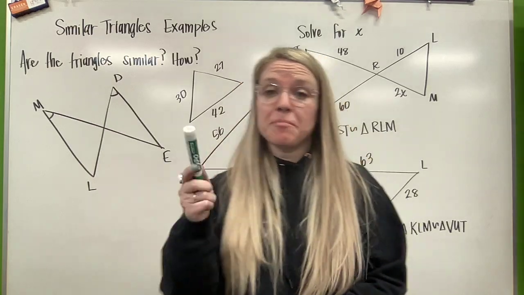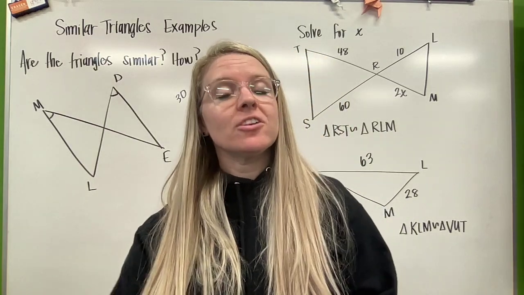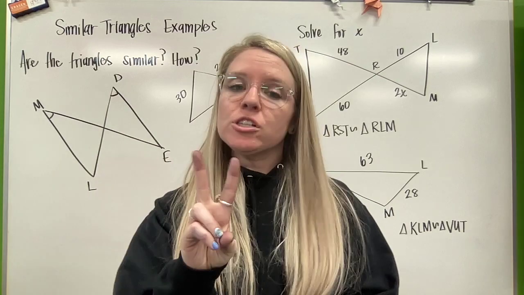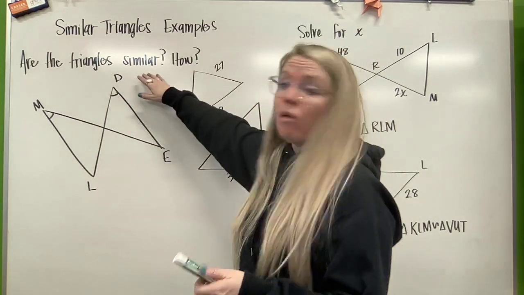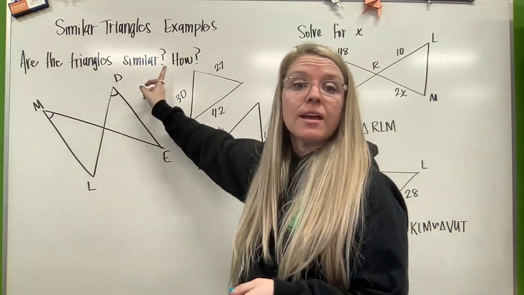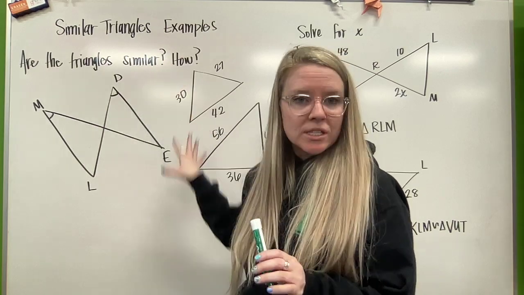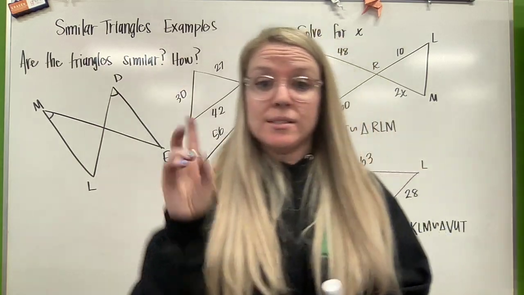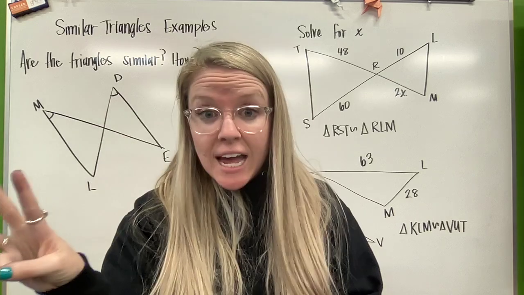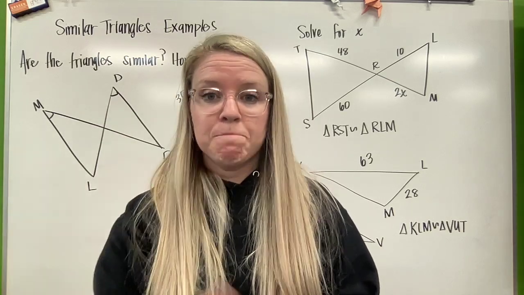As promised, I'm back with some similar triangle examples. My first two examples are just going to simply go over, are my triangles similar and how do I know it? So we're going to test that out using those shortcuts: angle-angle, side-side-side, and side-angle-side similarity.